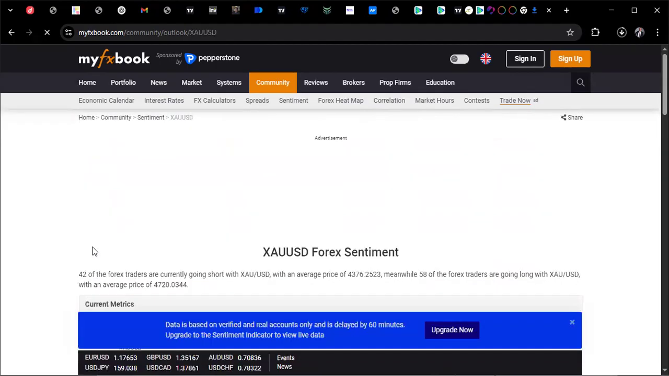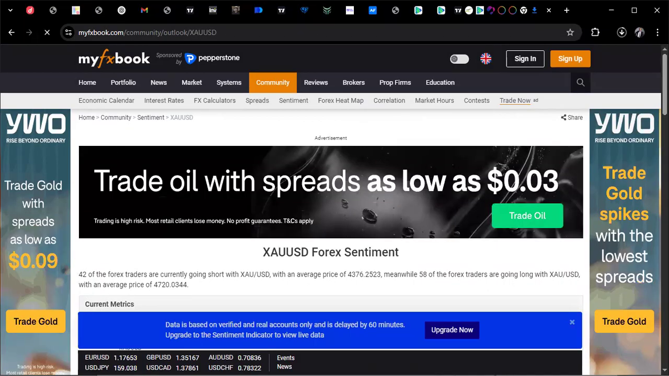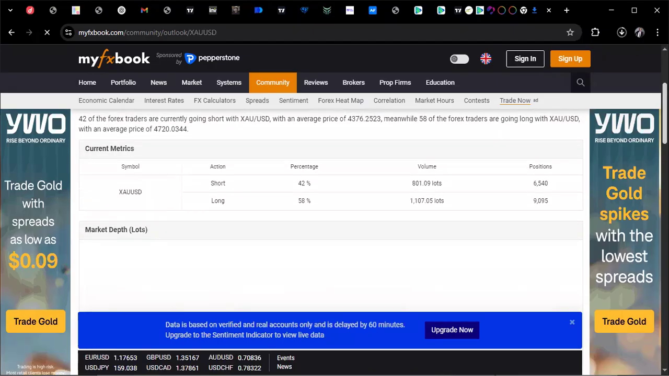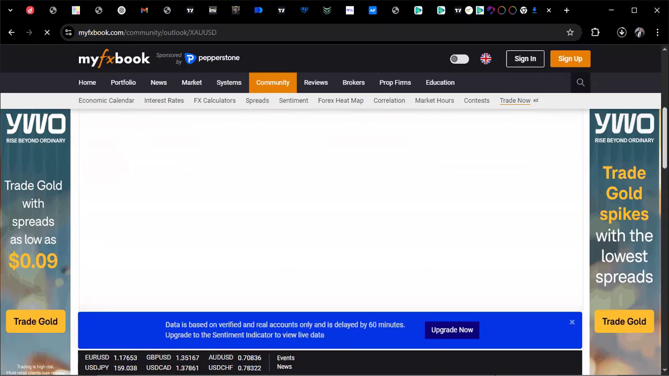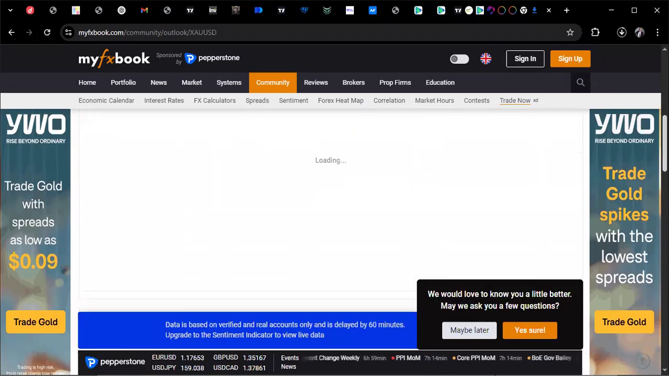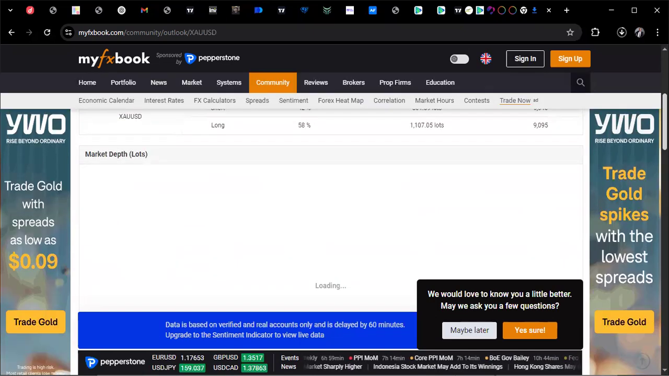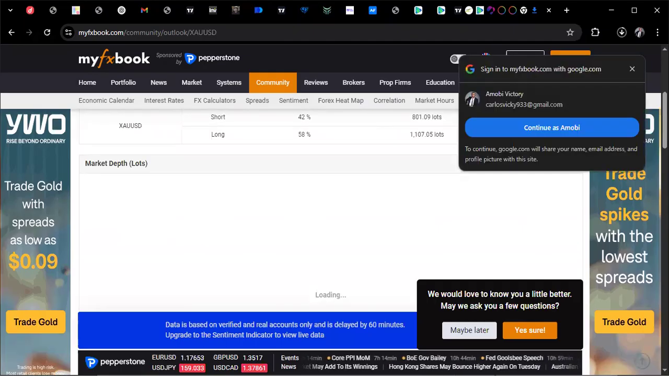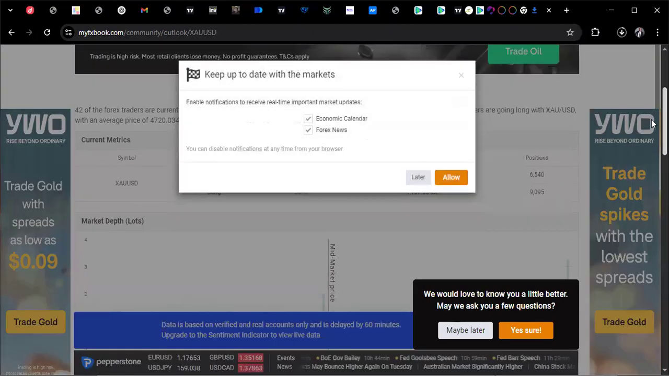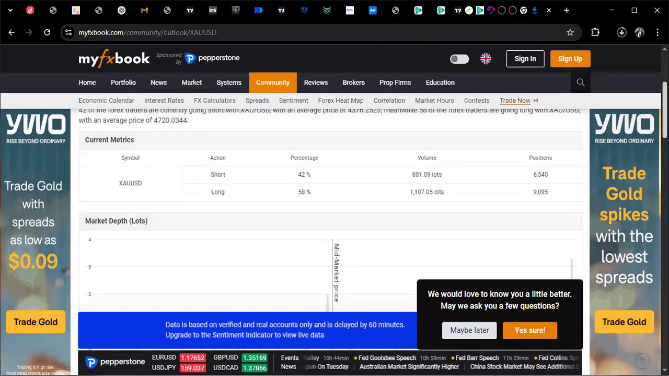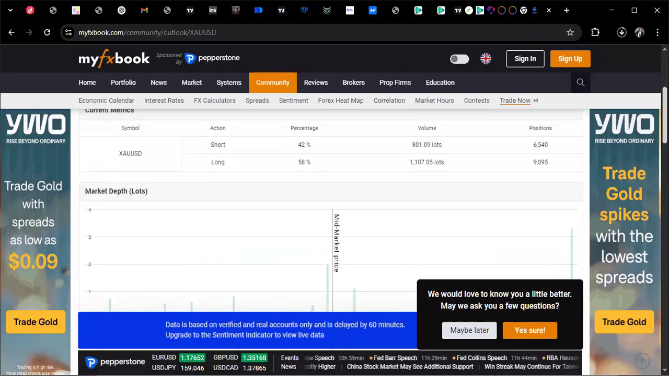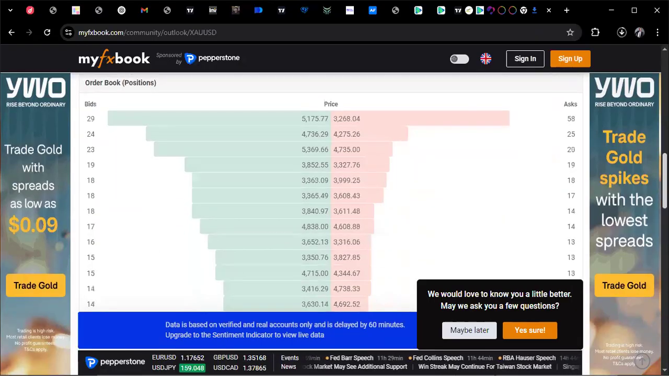Let me see if it's going to give me more details on it. Okay, this is where you get to see in-depth details. Okay, it's loading. So this is sentiment. These are what drive the market. If you get to understand all of this, these are the movements, the in-depth details of what we just talked about.